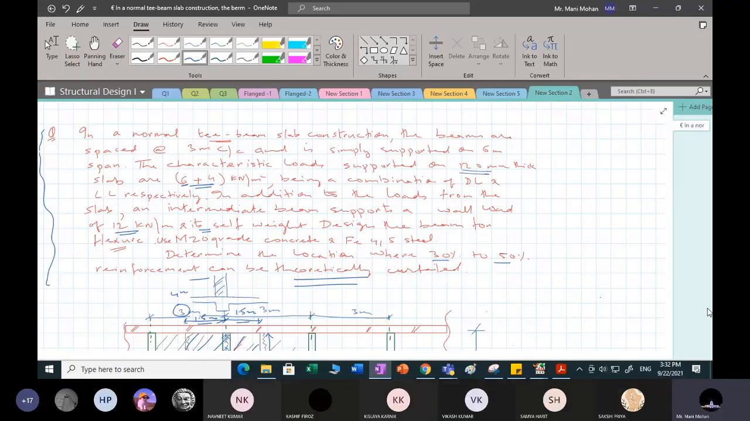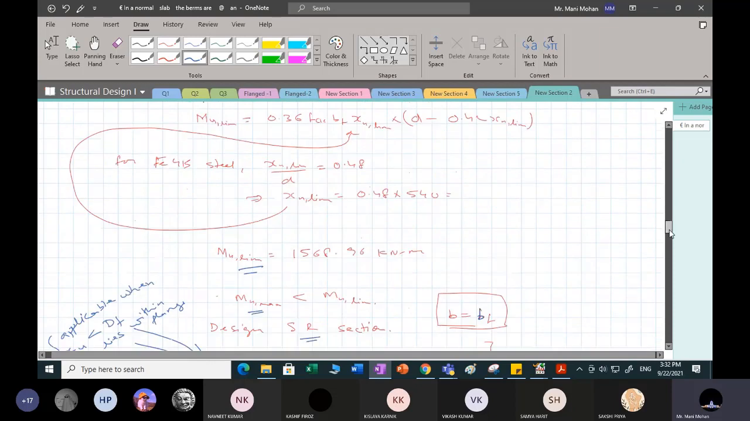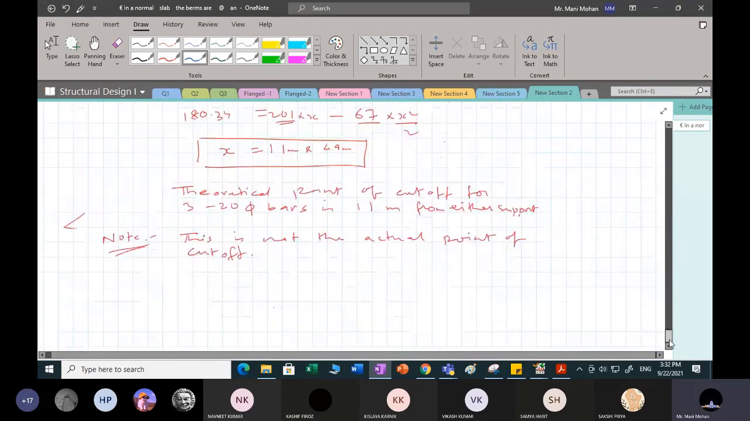In one of the classes, we had designed a T-beam. For that T-beam, we only designed the flexural reinforcement. So the same problem I'll be taking, and for this beam, our task will be to design the shear reinforcement. Let us extract the data, how the problem for shear design will look like.